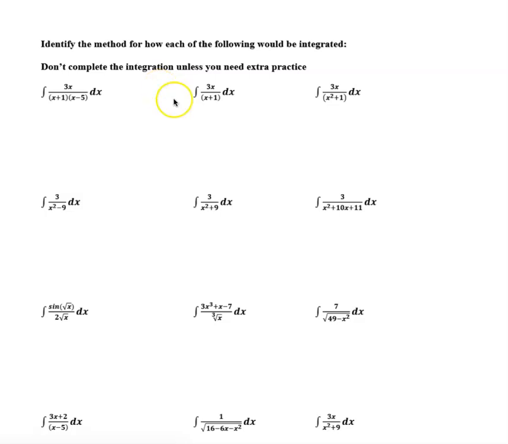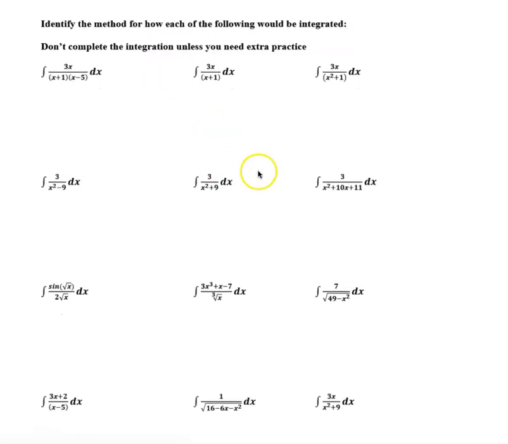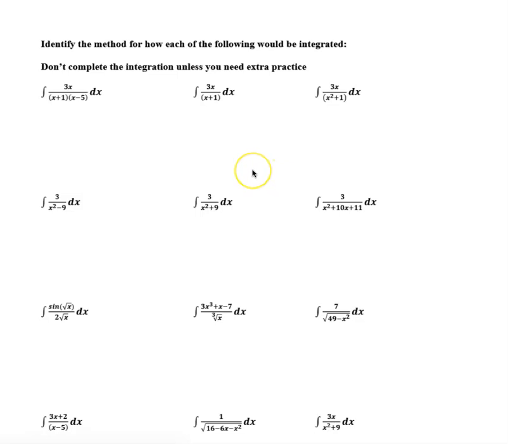All right, for the purposes of this practice, we have 12 integrals, and all we want you to do is determine which method of integration you would need to use. So let's go through these one by one, and of course, feel free to try these on your own and come back here just to check your answers. The first one is a factored denominator with linear factors, so you will be able to use partial fraction decomposition.